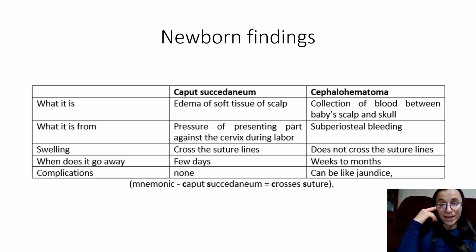You should know the difference between caput succedaneum and cephalohematoma. Caput succedaneum, CS, does cross sutures. It's basically edema of the soft scalp. The edema crosses the suture line. It goes away in a few days. You don't need to do anything, just know about it. The next one is cephalohematoma. It's a collection of blood between the baby's skull and scalp. It does not cross the suture line, and that one you want to watch out for.